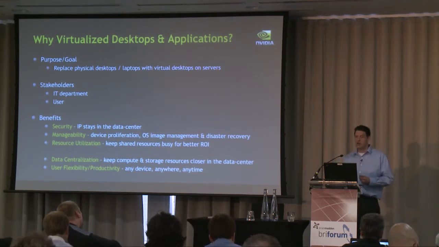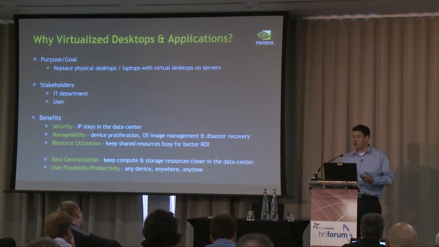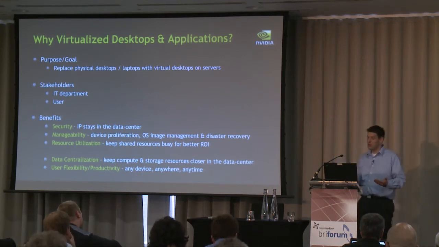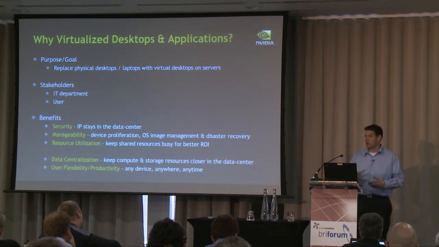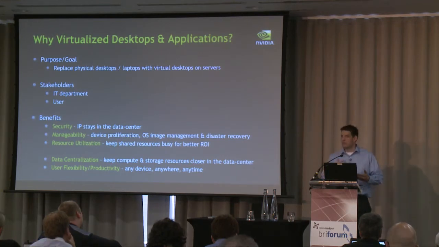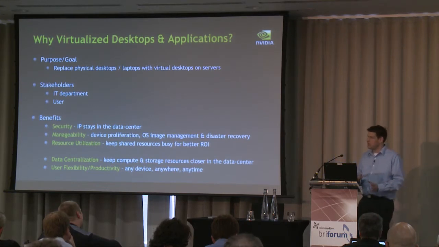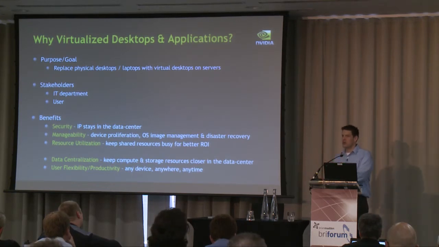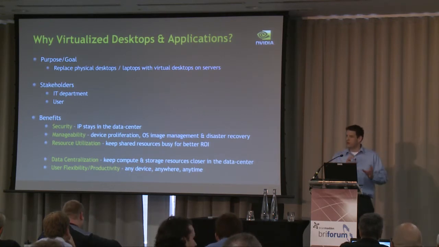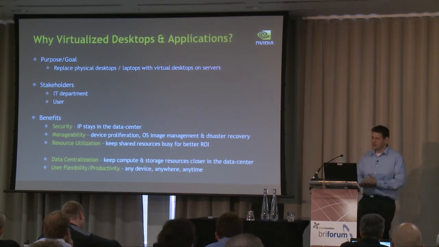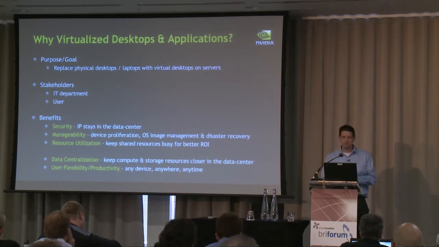The first three here are predominantly the benefits for the IT department. So you have security. IP stays clearly in the data center, especially if you have models, if you're an automotive company, or you have IP which you definitely want to protect. It's significantly safer to have it in the data center versus on some device. Yes, you can do encryption and so on, but if you know it's in your data center, there's another level of comfort for you.